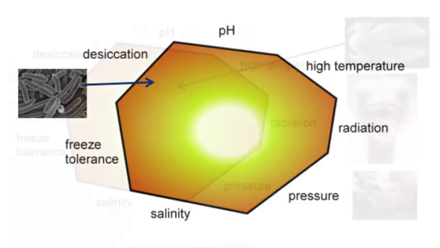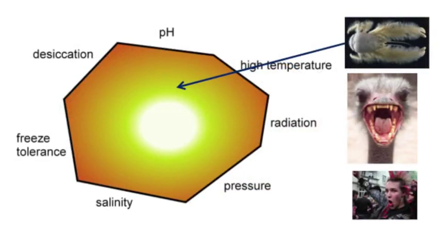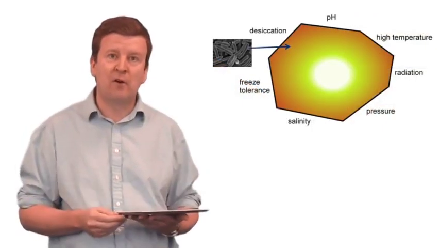And here's a weird collection of organisms that I've shown here that live on planet Earth within this biospace. But you cannot transgress the boundary. Once you transgress the boundary, you move into physical conditions that are far too extreme for life to be able to tolerate.